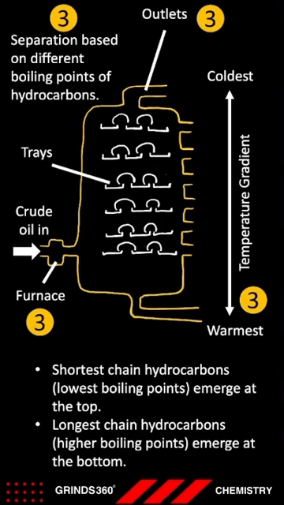You should also mention the 2 bullet points at the bottom somewhere on your piece of paper, where the shorter chain hydrocarbons emerge from the column at the top. These are the ones with the lower boiling points. And the longer chain hydrocarbons emerge at the bottom, and these are the ones with the higher boiling points.